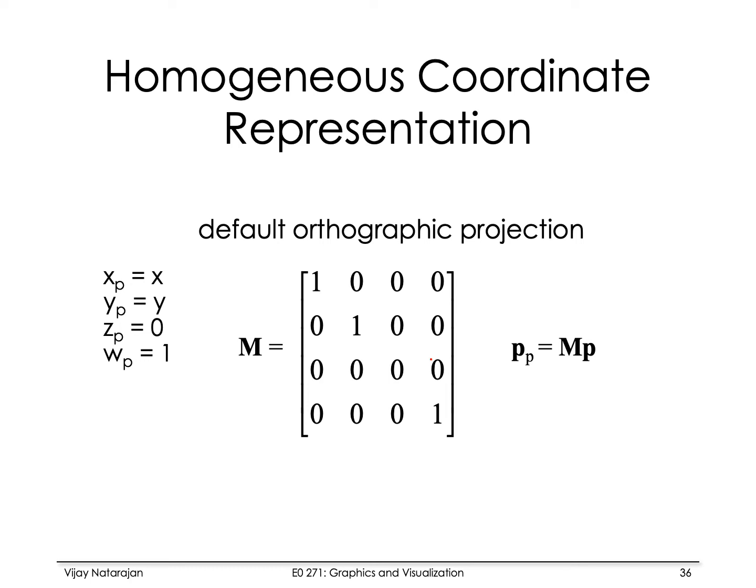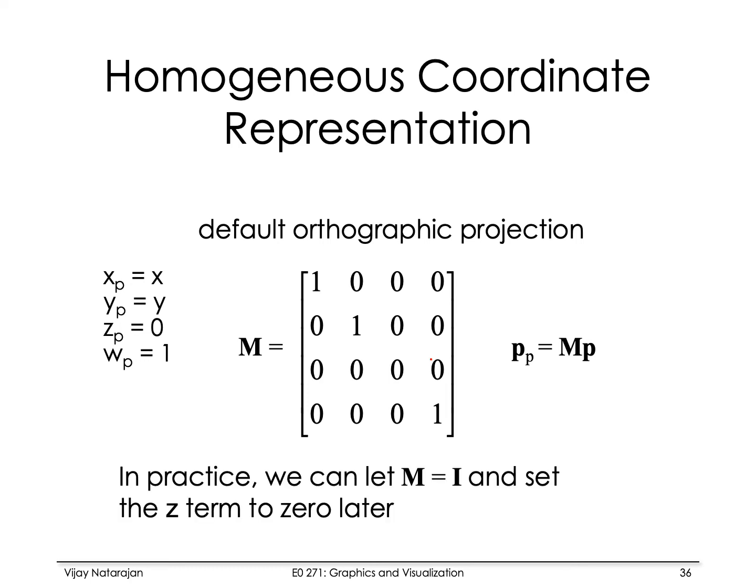In practice, however, what we do is to set M as the identity matrix. So this causes no harm really. What you essentially do is to preserve the Z values, we just don't use them. And we eventually set the Z value to 0. And preserving the Z value actually comes in handy, as we will see later.